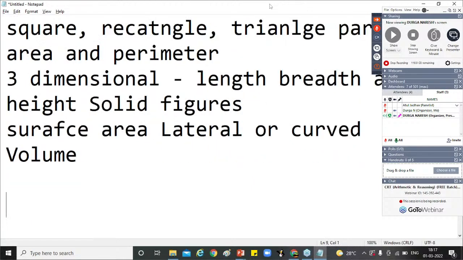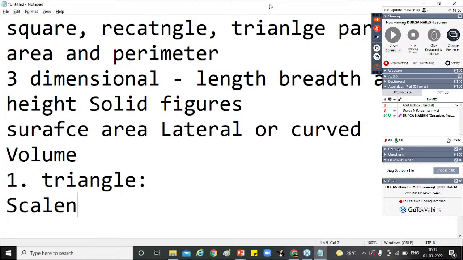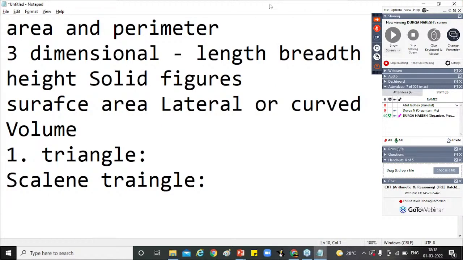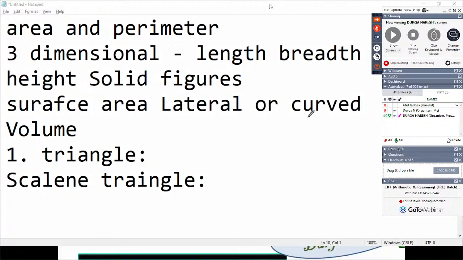One by one, we have to focus on formulas. Side heading: triangle. Scalene triangle. So what is the meaning of scalene triangle? In a scalene triangle, all sides are different. There are three sides, and all three sides are different. That type of triangle is called a scalene triangle.